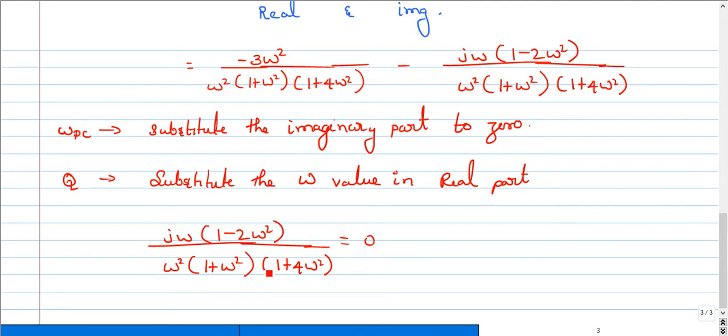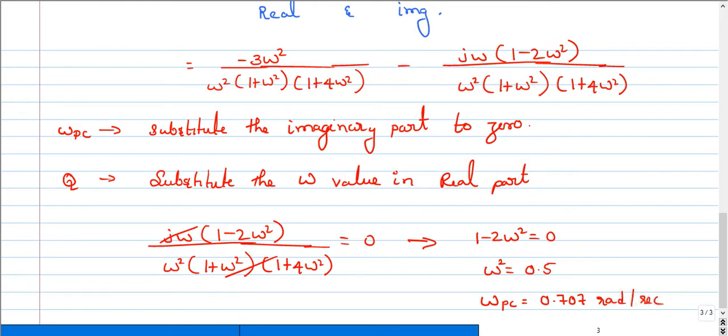It states I need to substitute it to 0. When I do that, this complete denominator part will be 0 if I cross multiply, and this j omega will be 0. Finally I am left with 1 minus 2 omega square is equal to 0, and omega square is given by 0.5. So finally the phase crossover frequency will be 0.707 radians per second. So this is the omega PC value.